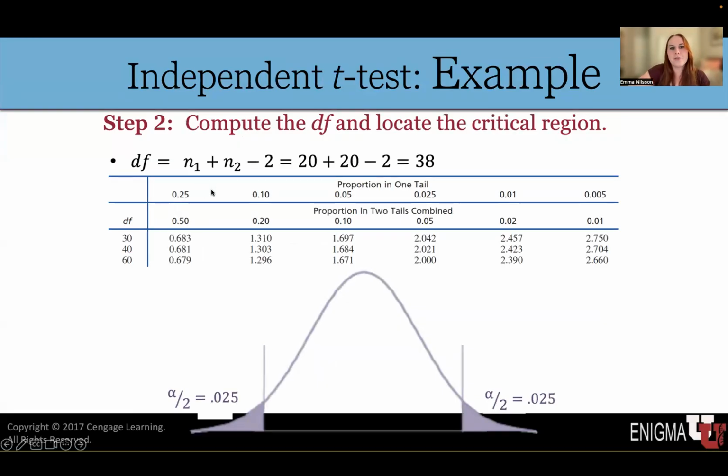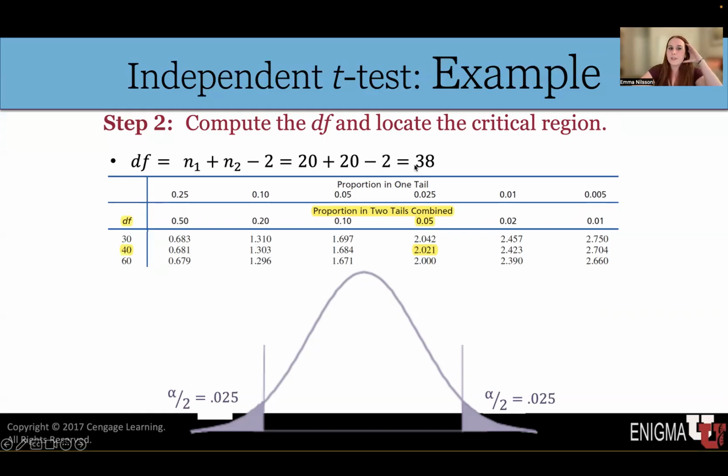So the degrees of freedom formula right here tells us that our degrees of freedom for this example is 38. And since we're using a two-tailed test, and our alpha level is going to be 0.05 in both tails combined, we're going to use this column and this column to get these critical values. Note here, for degrees of freedom, you always round up, you never round down.